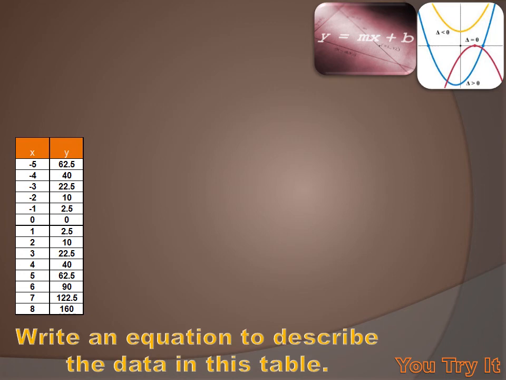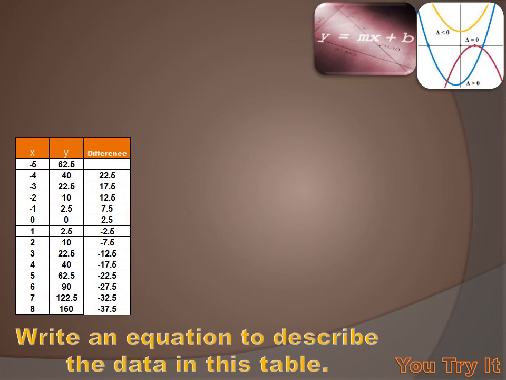Well, the first thing we want to do is calculate what changes in y we get for a change of 1 in x. We want to find out what the differences in our y values are as we move down the table. And when we do that, we see we don't have a constant rate of change. This is not a linear relationship. Is it an exponential relationship? Well, let's see what multiples we have. Do we have a constant multiple? When we go from 2.5 to 10, that's a multiple of 4. When we go from 10 to 22.5, that's not a multiple of 4. So this is not an exponential relationship.